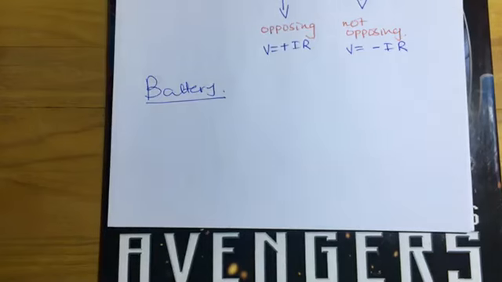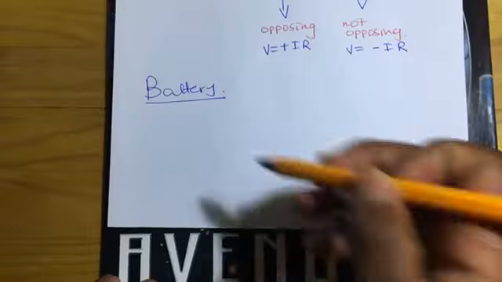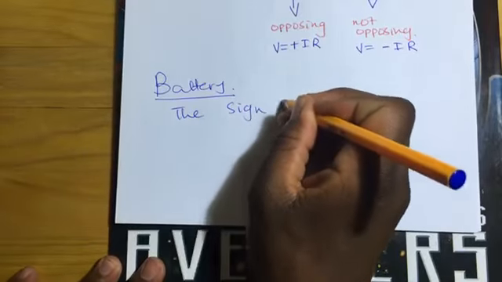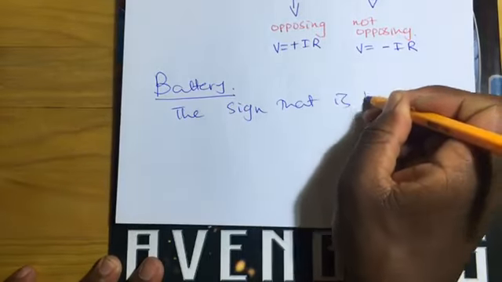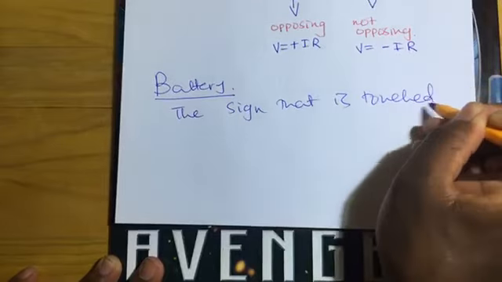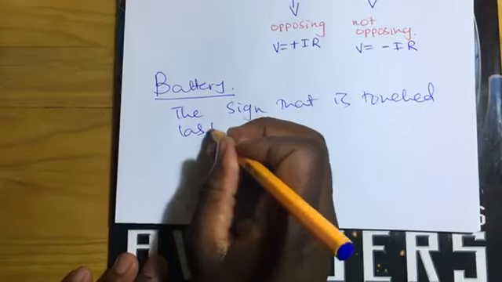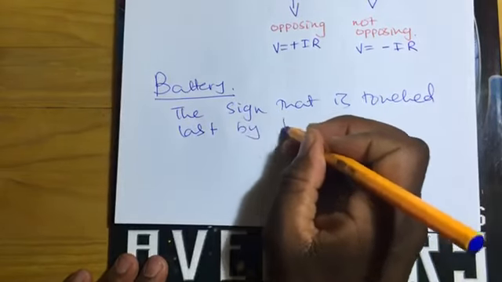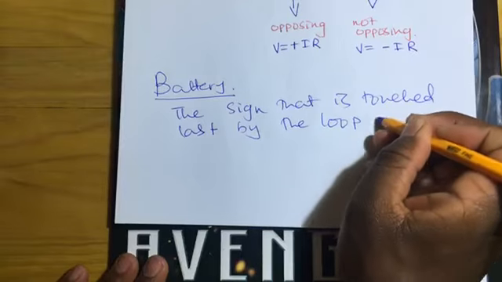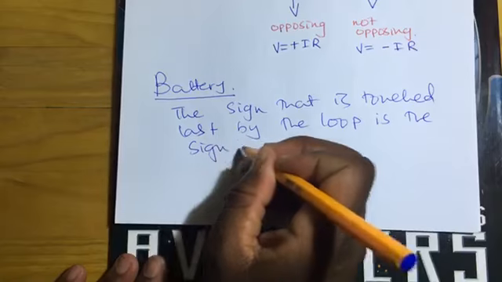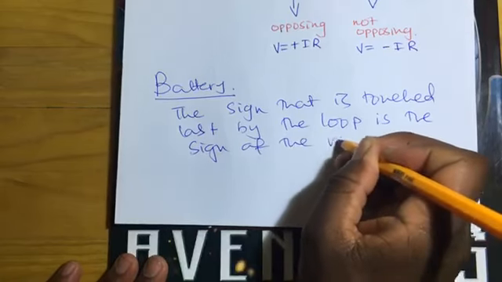What mnemonic did I give you for the battery? Anyway, let me just help you. We said the sign that is touched last, I may use different words, obviously, the sign that is touched last by the loop is the sign of the voltage.